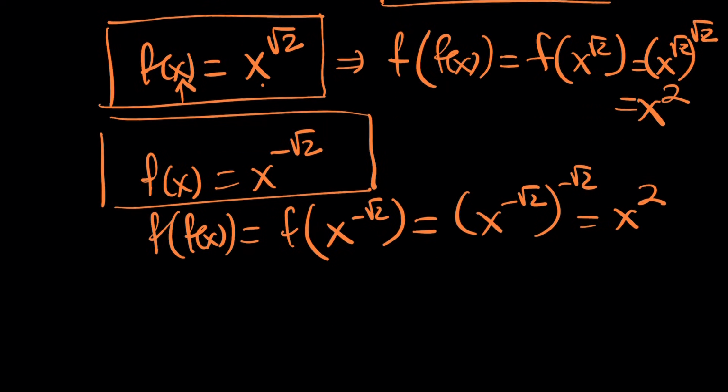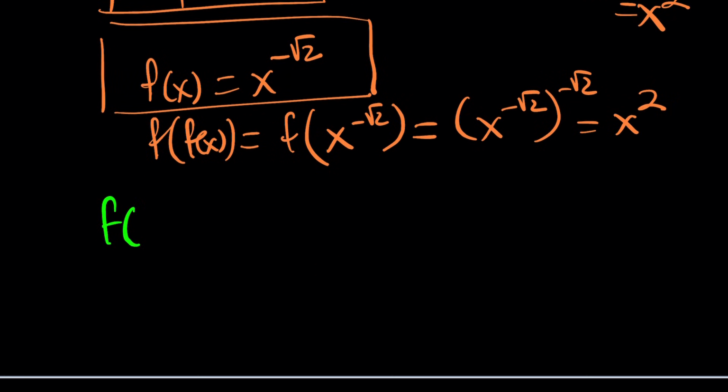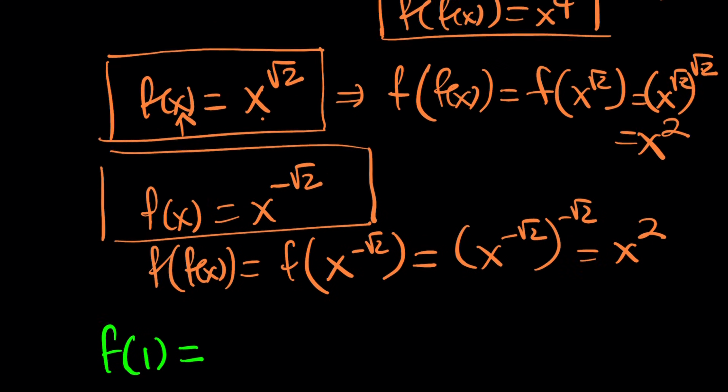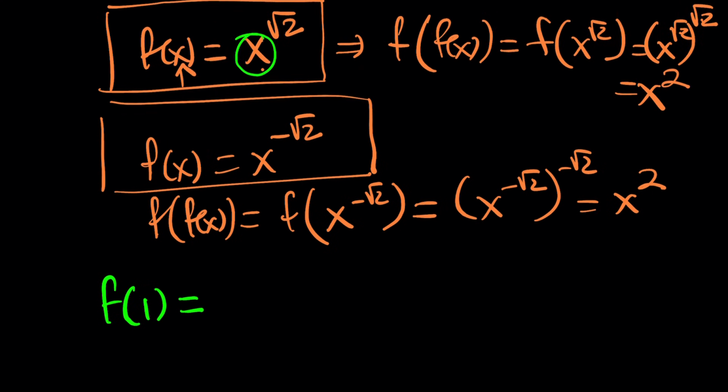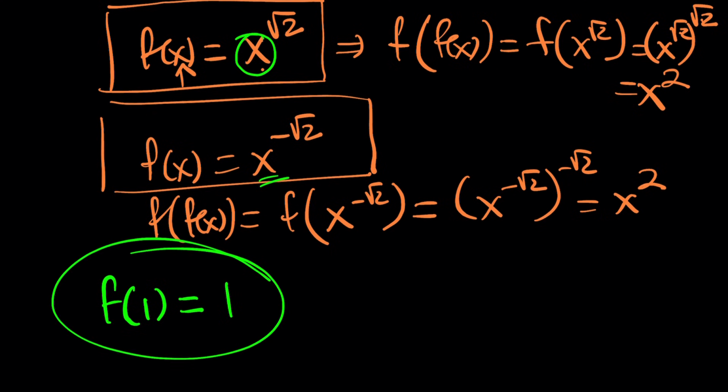Let's go ahead and now find f of 1 here, which would be the easiest thing. How do you find f of 1? You just replace x with 1, and that gives you 1. What do you get with the second one? Same thing. So consistently, we got f of 1 equals 1. So that seems to be the answer for now. Why do I say that? You'll see in a little bit. So hang in there, stay tuned, because we're about to start the second method.